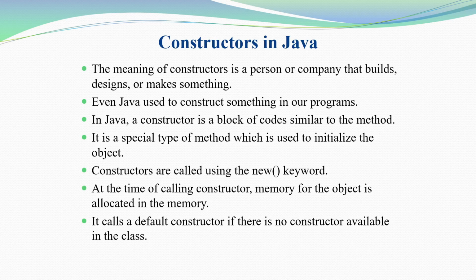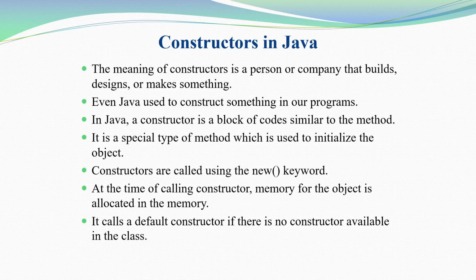So in Java, the constructor is a block of code similar to a method. Constructor is exactly like a method, but it is a very special type of method which is used to initialize objects. Hope you got it. If not, don't worry. We will understand this with an example. Constructors are called using the new keyword. So how are constructors called? They are called using the keyword new. Every time an object is created using the new keyword, at least one constructor is called.